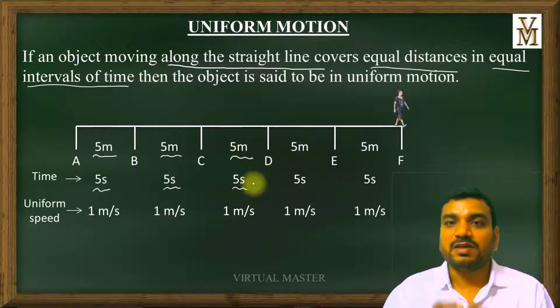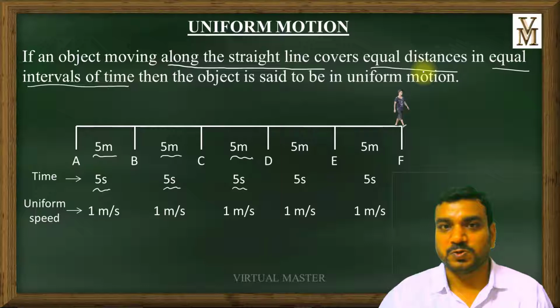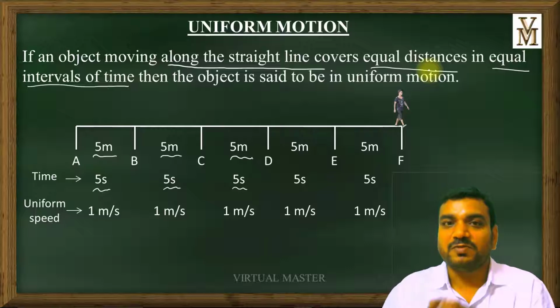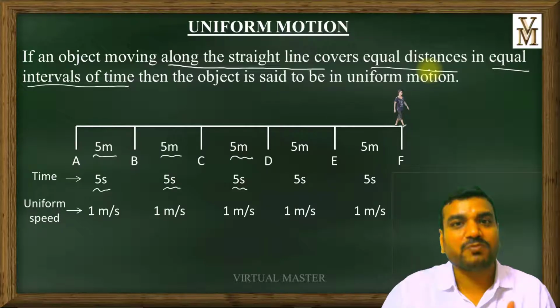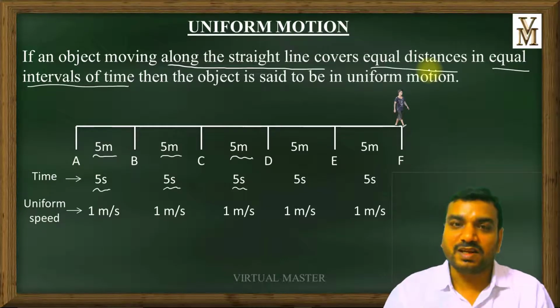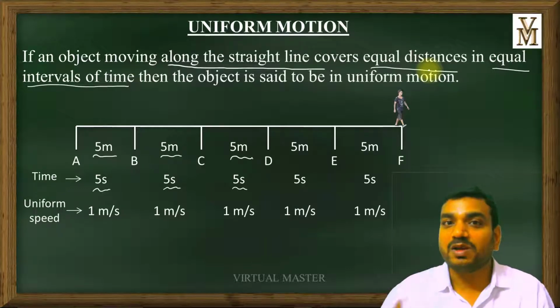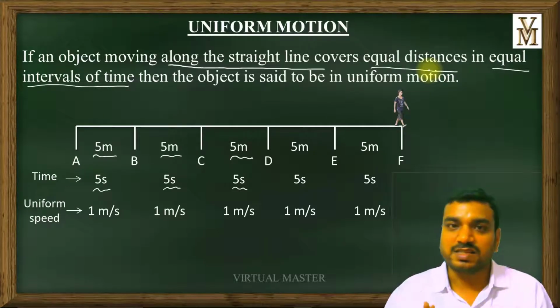One thing you have to remember, whenever I use the term distance, the definition can be valid for displacement also. Every time I cannot define separately for distance and displacement. Wherever I use the term distance, you should assume that this definition is applicable for displacement also. Similarly, if I use the term speed, then you can assume that this definition is valid for velocity also. Almost distance and displacement are the same, and speed and velocity are the same. The only difference between them is that one is a scalar quantity and the other is a vector quantity.